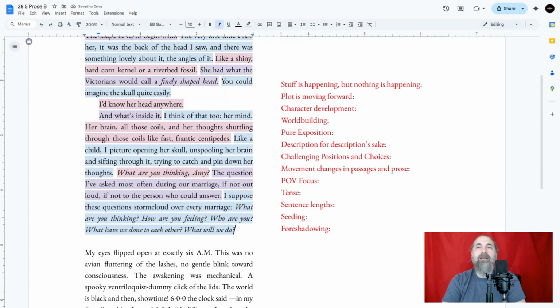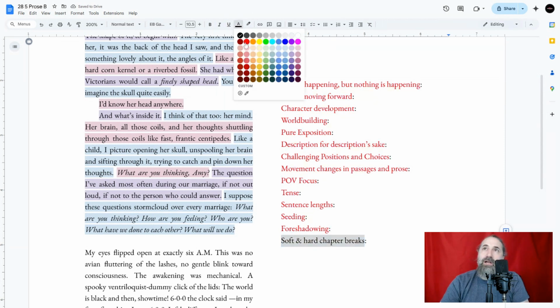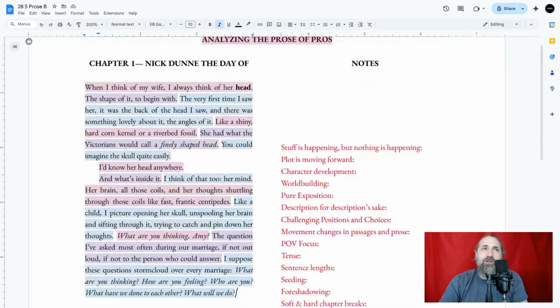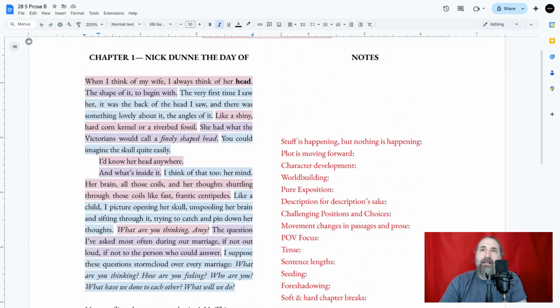This is a soft chapter break, by the way. Soft chapter breaks are a small jump in time, usually not a complete switch in POV, but it is showing a jump in movement. Anyway, the intro is pretty thick with just thoughts. This is all thoughts and ideas. It's character development, etc.